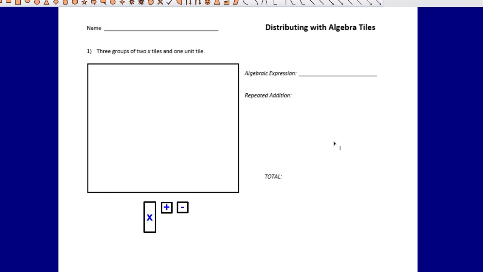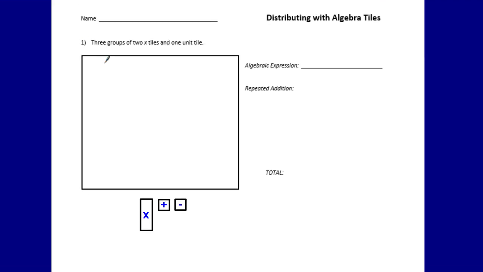Okay, go ahead and get out your worksheet that says Distributing with Algebra Tiles. As we go through these examples, you need to follow along and make sure that you're doing all of the modeling and writing of the expressions that I do. If you need to pause the video to stay caught up, please do so. Okay, we're going to start. There are different ways to represent expressions, or algebraic expressions. One way is to represent them in words. 3 groups of 2 X tiles and 1 unit tile. Another way is to model using the algebra tiles.